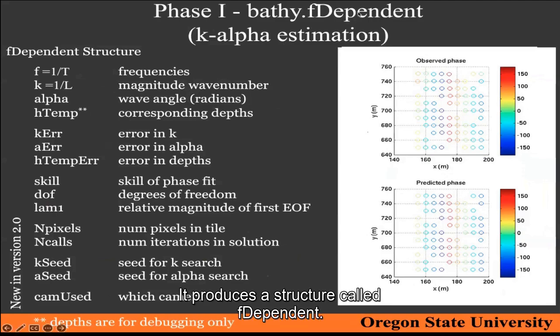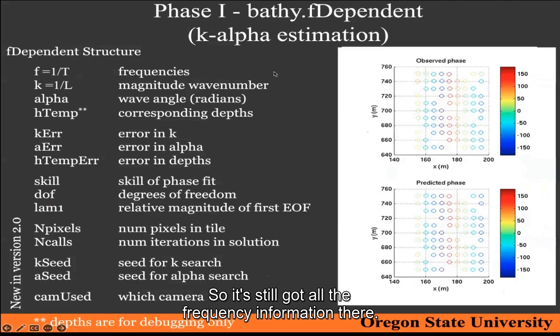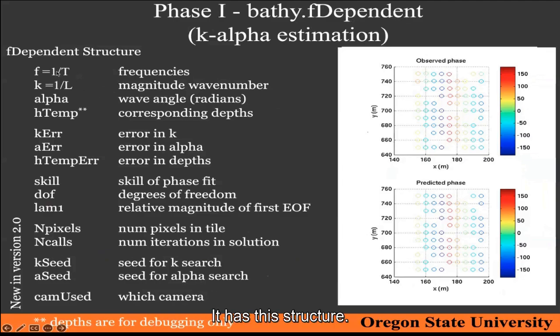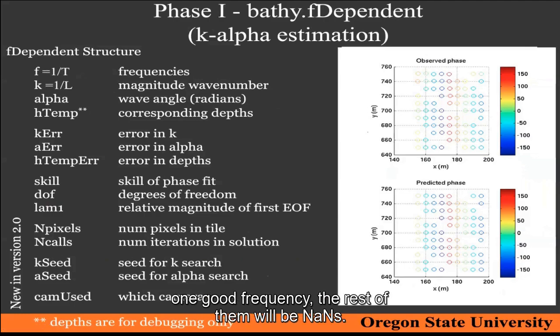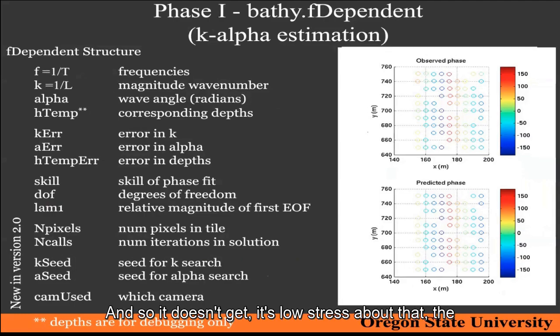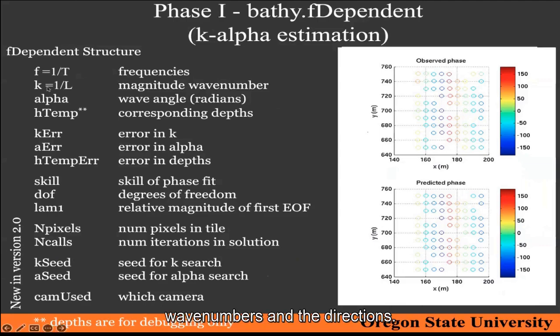It produces a structure called F-dependent, so it's got all the frequency information in it. It has this structure, we'll look at this. So it's got the frequencies. I usually ask for 4 frequencies. So it'll be 4 frequencies. If it doesn't find a good solution, like if there's only one good frequency, the rest of them will be NaNs. And so it's low stress about that. The wave numbers and the directions.